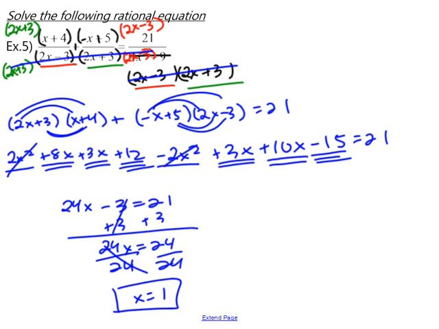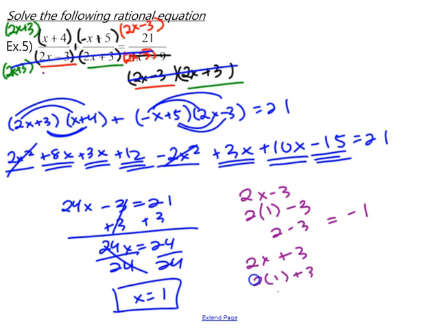Now remember, even after all that work, don't forget to check for extraneous solutions. So we need to check our denominators. Now, since this one factors into the two denominators we have, we can just check 2x minus 3 and 2x plus 3. So when we substitute in our solution 1 for x, we get 2 minus 3, which equals negative 1, and 2 plus 3, which equals 5.